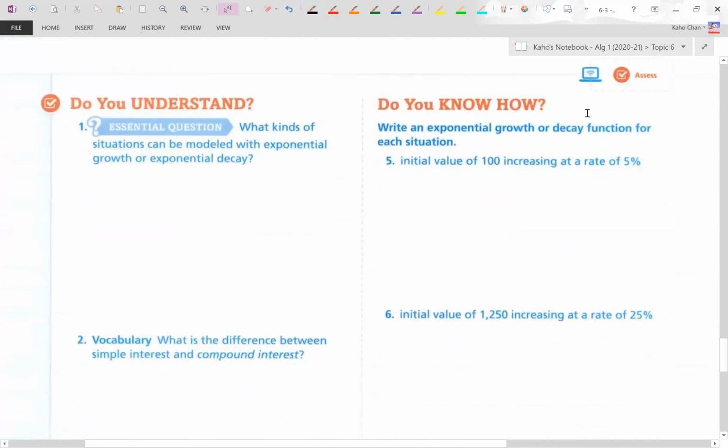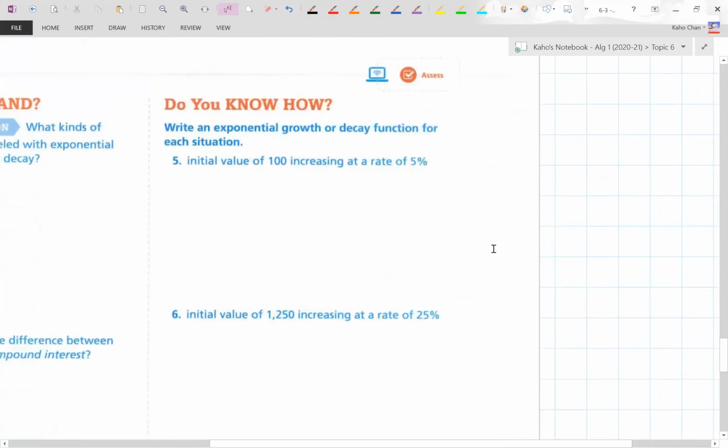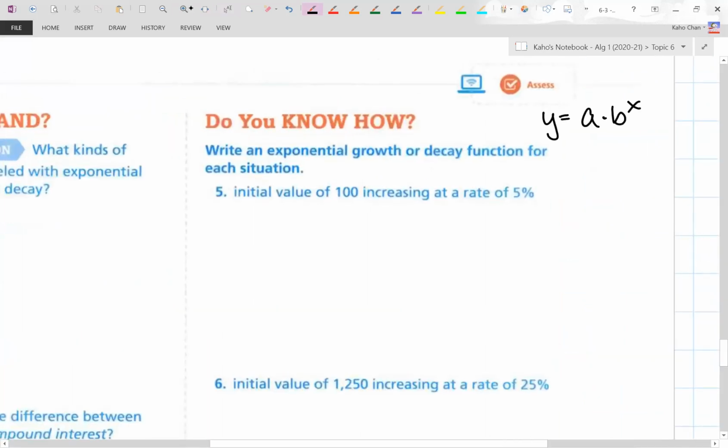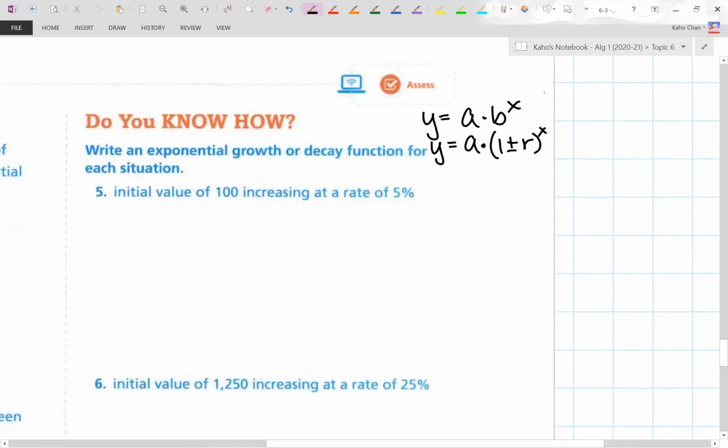Okay, so this is just pure calculation by knowing what to plug into those formulas. We're going to look at either a growth or decay function. Here are the equations again. Y or f of x equals a times b to the x. Let me zoom in one more so I can see it better. Very good. B is based off of either 1 plus r or 1 minus r. I'll put a little plus or minus. A, of course, is the initial value. Yeah? All right, let's take a look at number 5. The initial value of 100, fine.